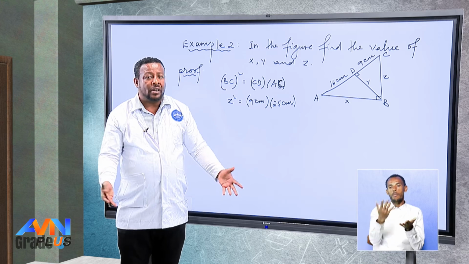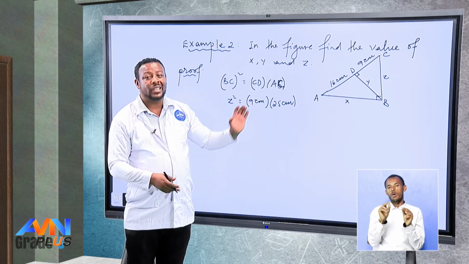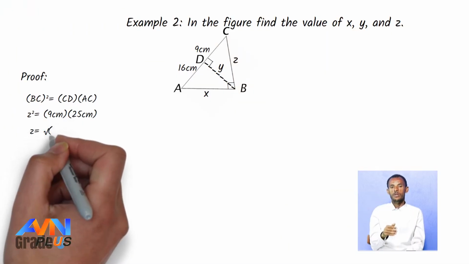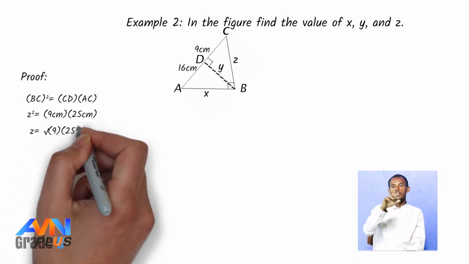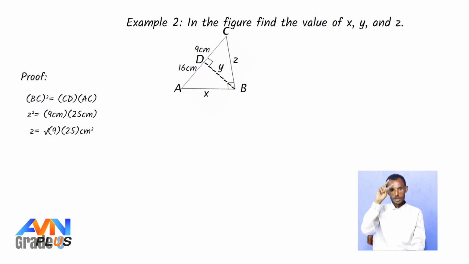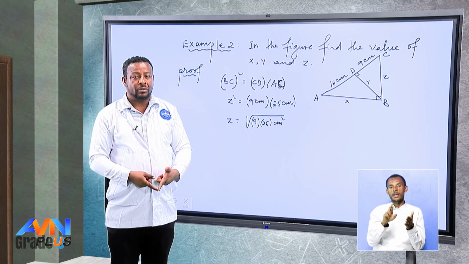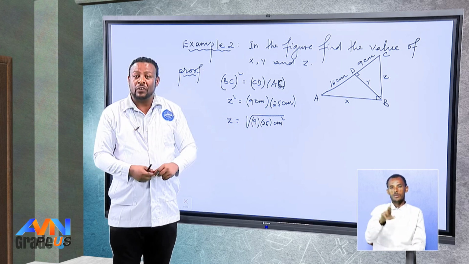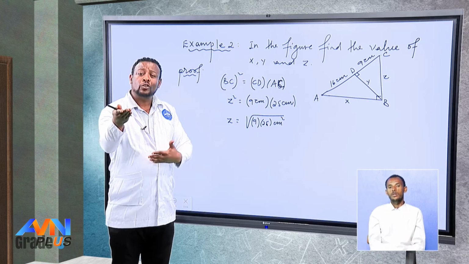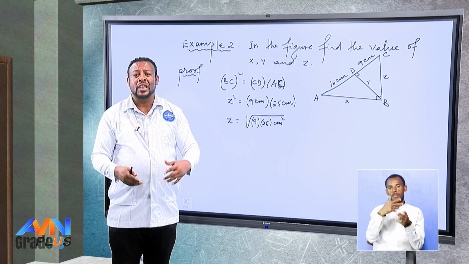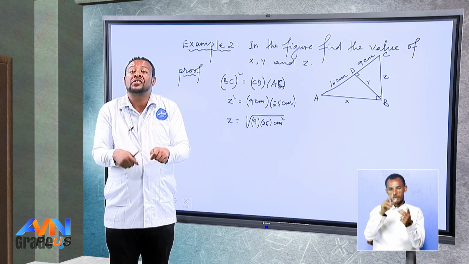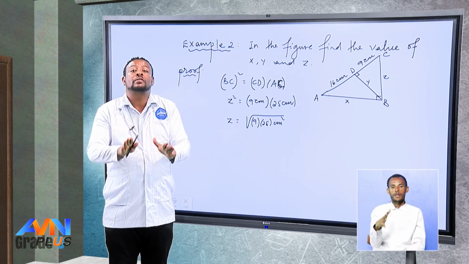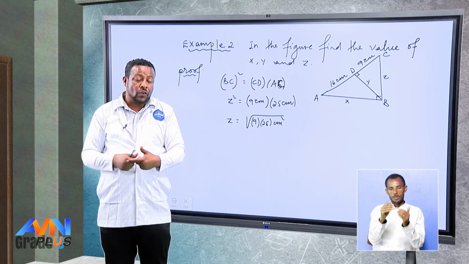You may have a calculator. If not, no problem. You can directly put this in the radical. So Z becomes in the radical 9 times 25 centimeter square. Now everything in this radical can be taken out, right? Square root of 9 is 3 and the square root of 25 is 5. Okay, if you want, you can also multiply 9 and 25. The product of 9 and 25 is 225. Okay, square root of 225 is 15. Okay, 225 is a perfect square and it can be taken out from the radical.